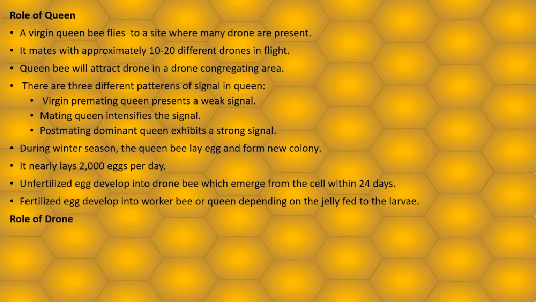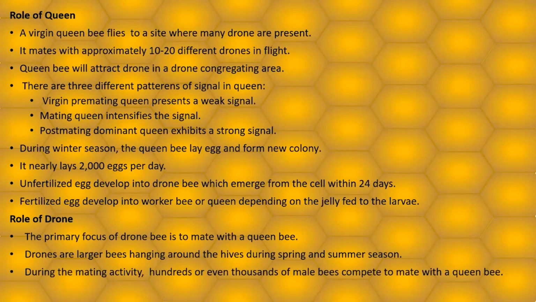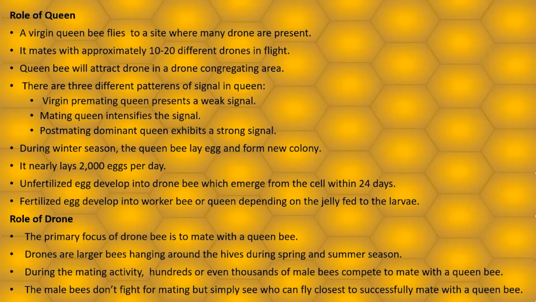Role of the drone. The primary focus of a drone bee is to mate with the queen bee. Drones are larger bees hanging around the hives during spring and summer. During the mating activity, hundreds or even thousands of male bees compete to mate with the queen bee. The male bees don't fight for mating but simply see who can fly closest to successfully mate with the queen bee.